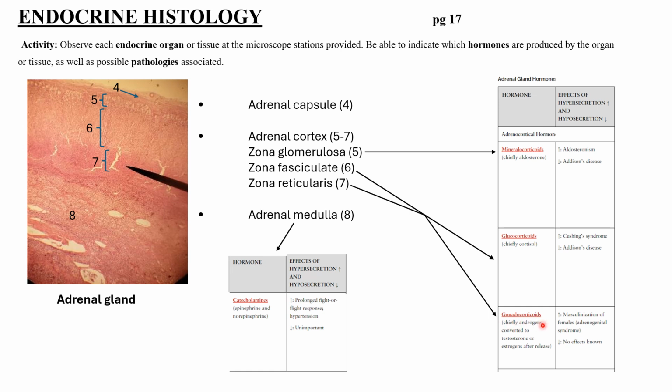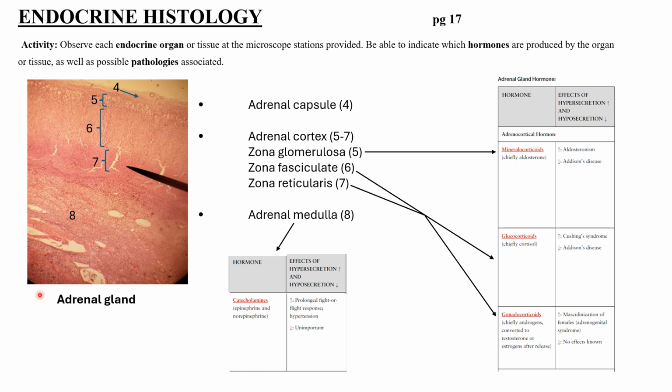Like I said, these are the androgens, and they resemble testosterone or estrogen, and they're converted into testosterone and estrogen actually. If there is too much secretion of gonadocorticoids, there is masculinization in the females. In the males, there is no effect. And of hyposecretion, there is no known disease because they are not the primary androgens. The primary androgens, they are secreted by the ovaries and the testes.